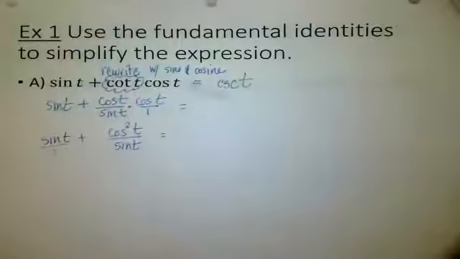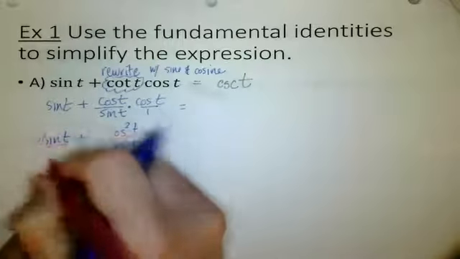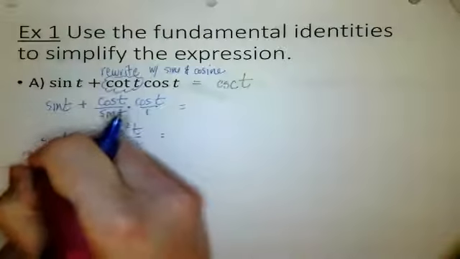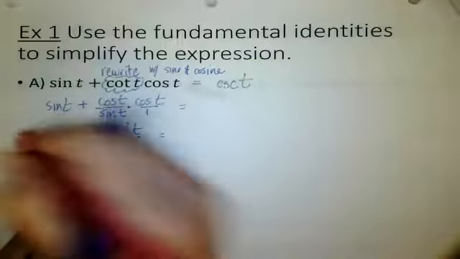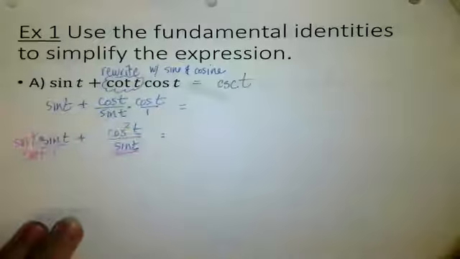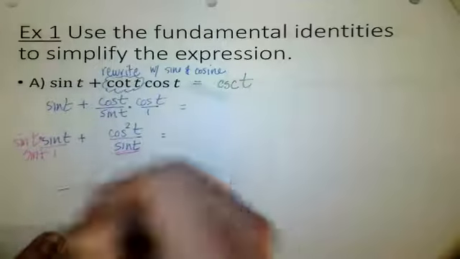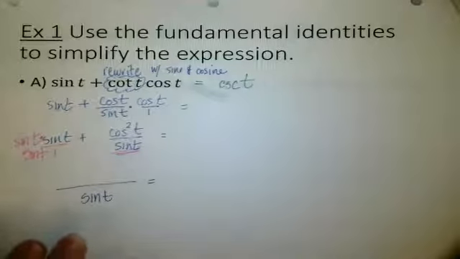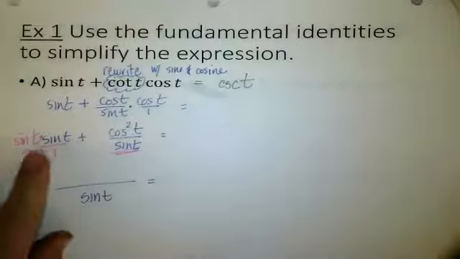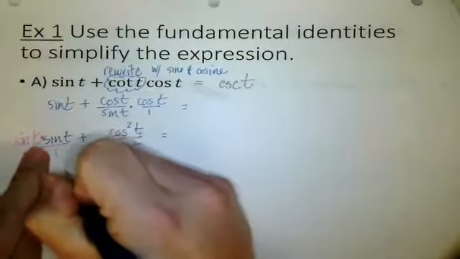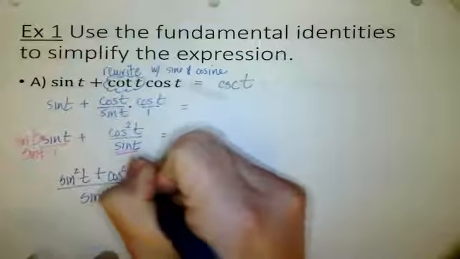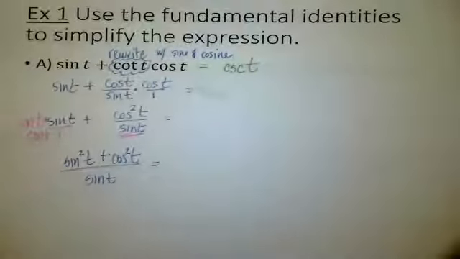And what do we need in order to add fractions? A common denominator. So I need to multiply my first fraction by sine of t on top and bottom. Now that gives me a lovely common denominator. So I'm just going to write that one common denominator and then look at my numerator. Sine times sine is sine squared of t, big plus sign, cosine squared of t. So that's my numerator.